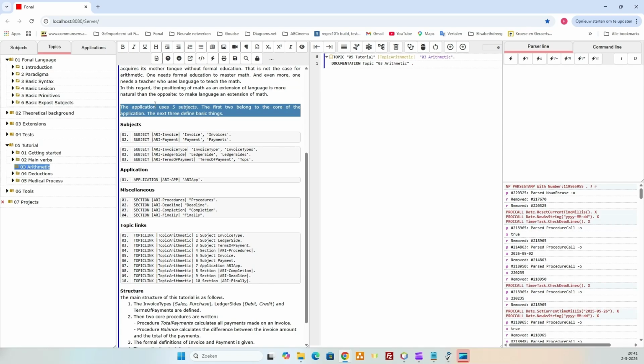The application uses 5 subjects. The first 2 belong to the core of the application. The next 3 define basic things.